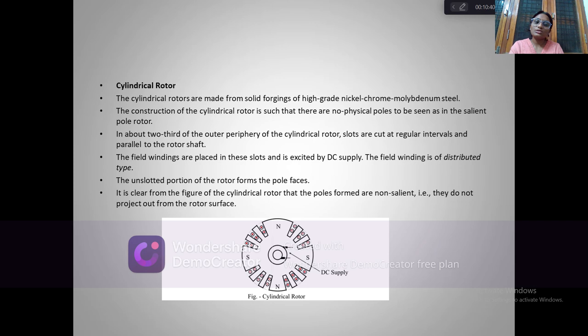The field winding is of a distributed type, and the unslotted portion of the rotor forms the pole faces. It is clear from the figure of the cylindrical rotor. Here you can see the figure. In this figure we can see how the DC supply of a cylindrical rotor can be done. In the figure of the cylindrical rotor, the poles formed are non-salient, they do not project out from the rotor surface.